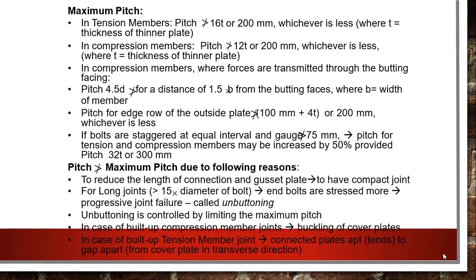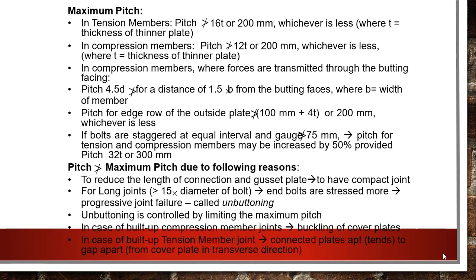Then the pitch should not be greater than 4.5 D for a distance of 1.5 times B from the butting faces, where B is the width of member. Pitch for edge row of the outside plate should not be greater than 100 mm plus 4 T or 200 mm, whichever is less. If bolts are staggered at equal interval, and the gauge should not be greater than 75 mm, then the pitch for tension and compression member may be increased by 50%, provided pitch is 32 T or 300 mm. All these specifications are given in Indian Standard 800 2007. You can refer to the specification for the design concept, right?